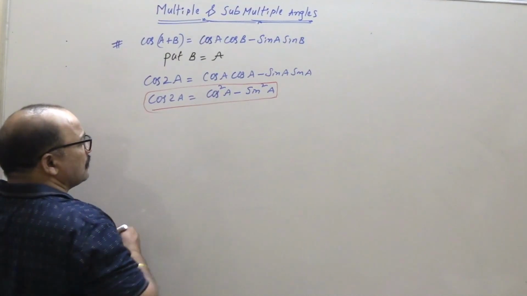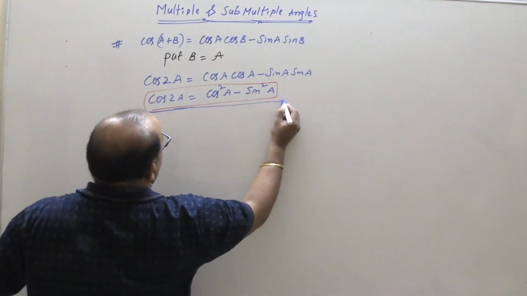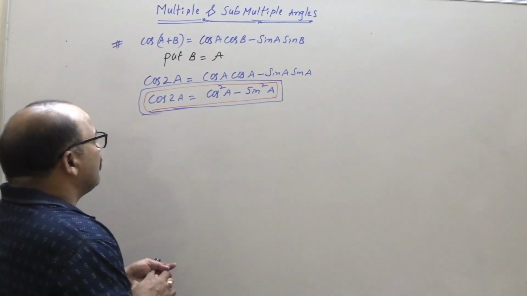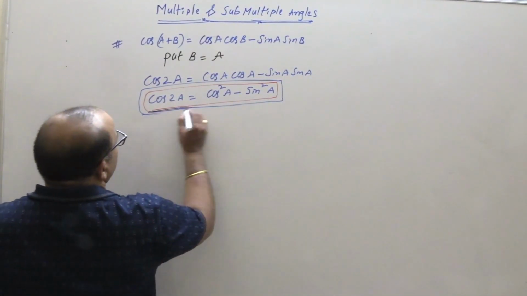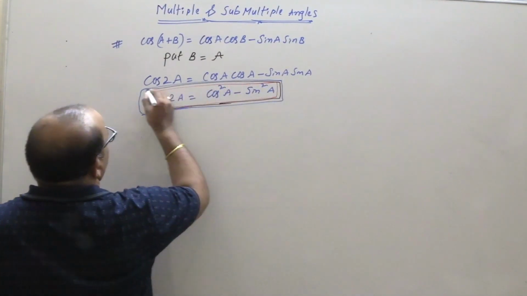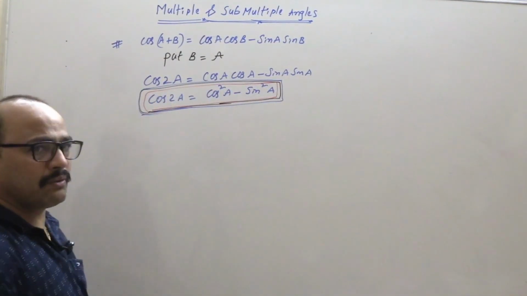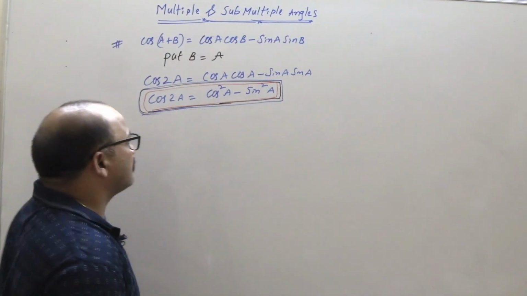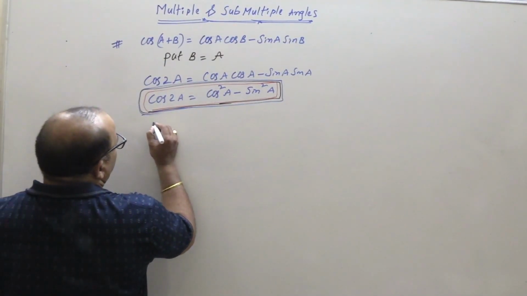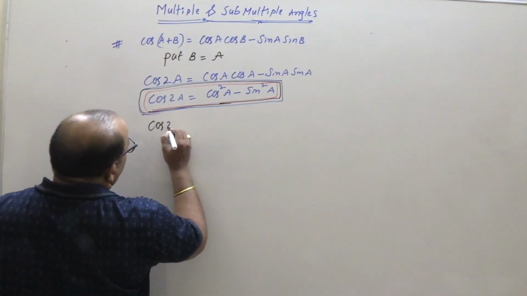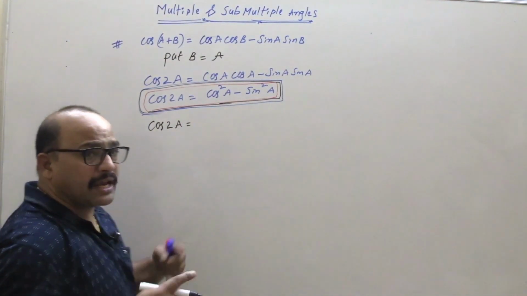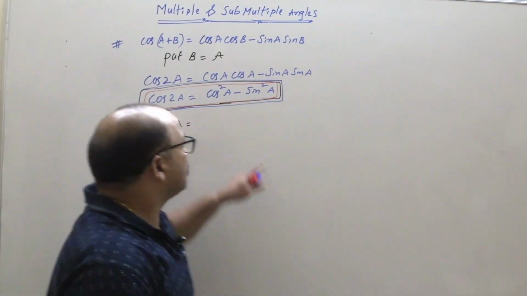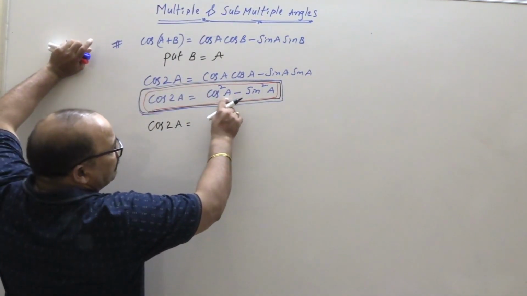Most important, we will use it frequently in further results, students. Cos 2a formula, cos square a minus sin square a. Remember, most powerful result. Now, by using this formula, I am going to create so many formulas. Cos 2a in terms of exclusively sin, tell me, students. You have to say it in terms of sin. Now I am going to break that function.